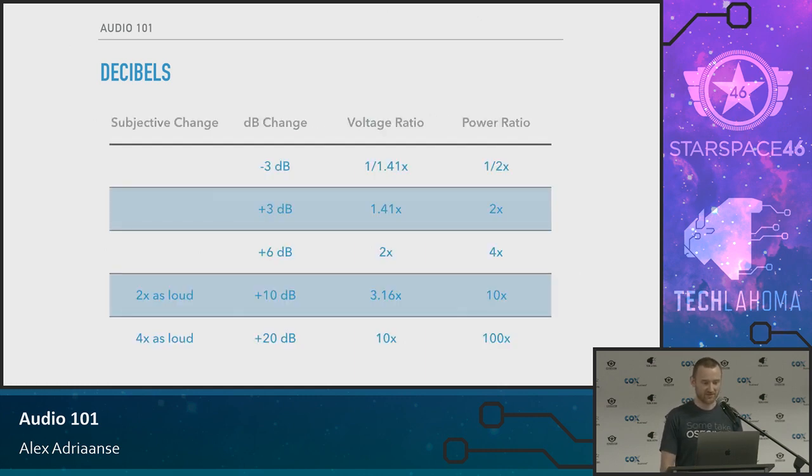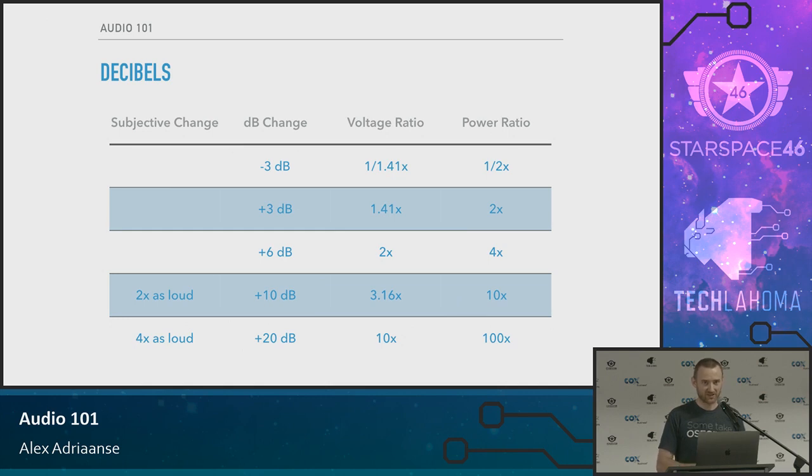So when you've got an audio signal and you're subtracting 3 decibels, you are essentially cutting the voltage signal by 1.4, dividing it by 1.4, which is the square root of 2, and you're cutting the power in half. Likewise, if you're adding 3 decibels, you're doing the same thing, but you're multiplying the voltage by 1.4, the power by 2. 6 decibels, you're doubling voltage, quadrupling power.